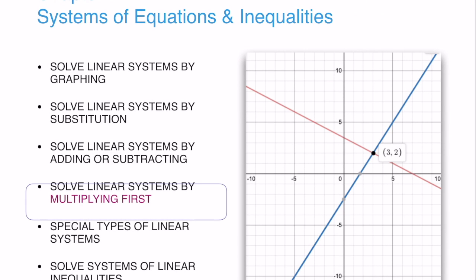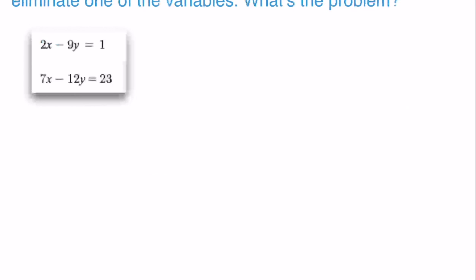So this lesson is a continuation of yesterday's. We need one more time for adding and subtracting by multiplying first, and you'll see why in our first example, why that's necessary. So here everything's lined up. The x's are lined up, y's are lined up, constants are lined up.